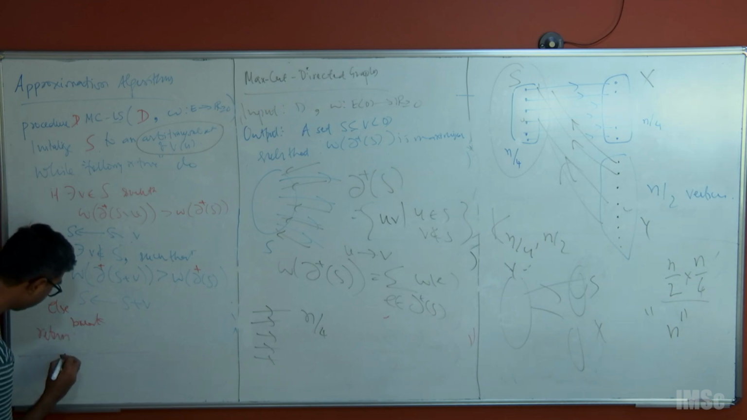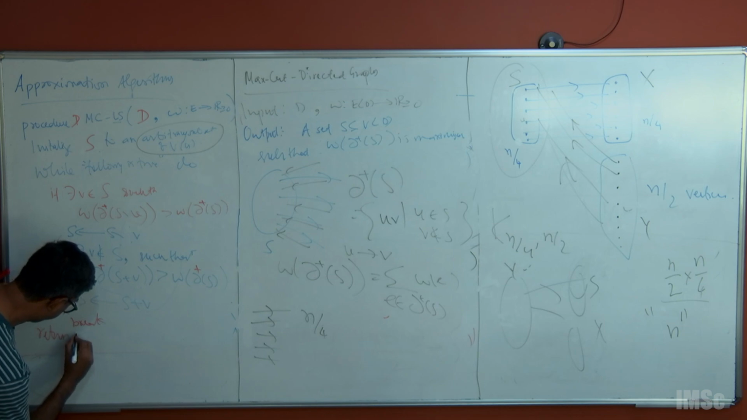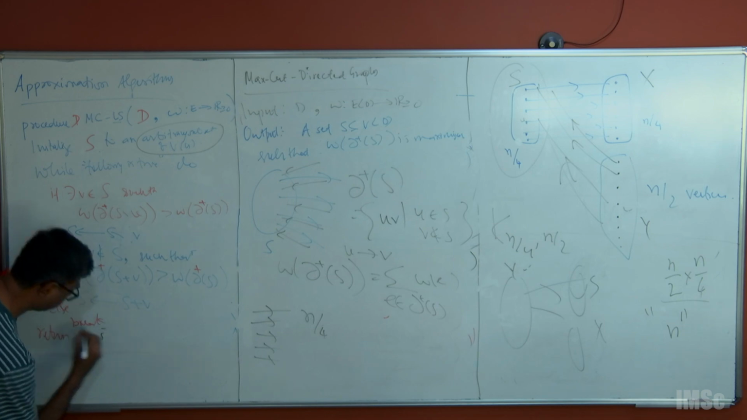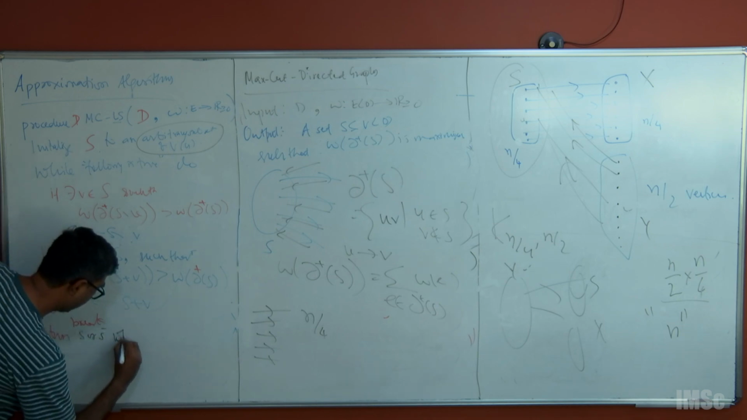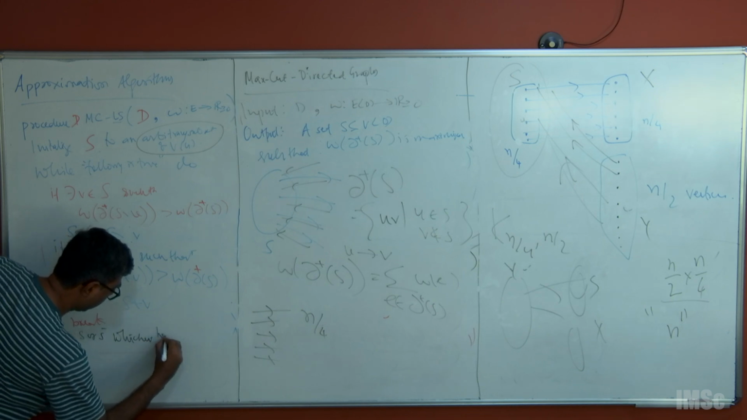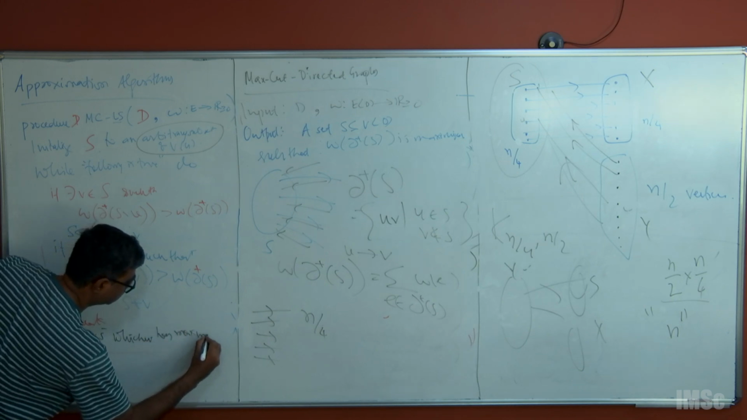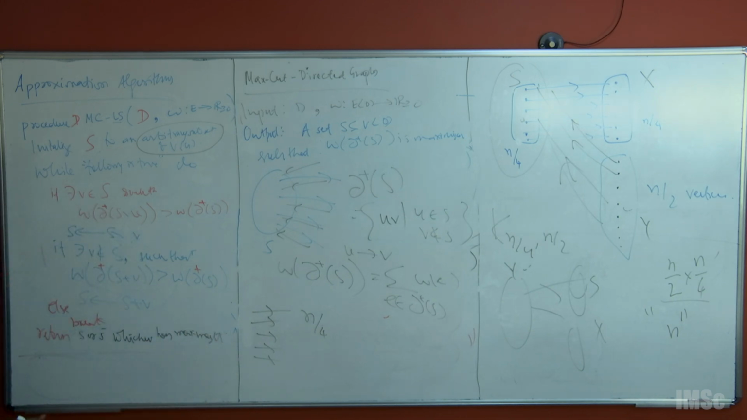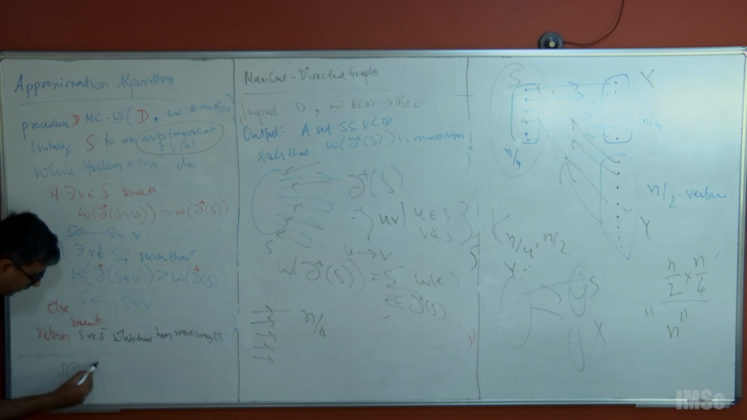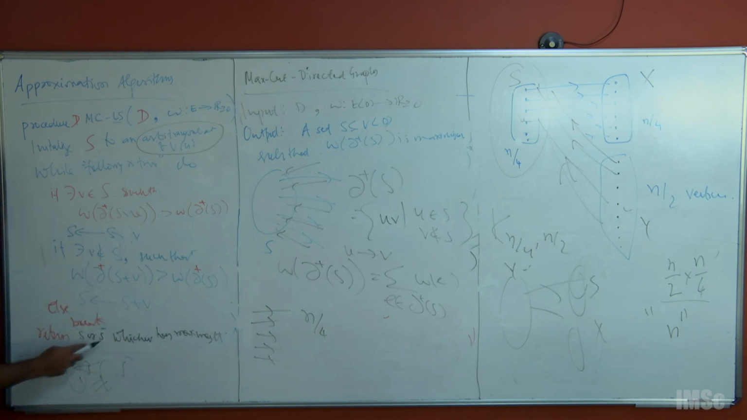I will say return S or S bar, whichever has max weight. You understand? I did nothing to my algorithm. I'm constructing S. I ask, is S good or S bar good? Which has a better out arc? Whichever it is, let me output that. So if I don't do this twist, we are dead. And if we do this twist, we will prove that it is perfectly fine.